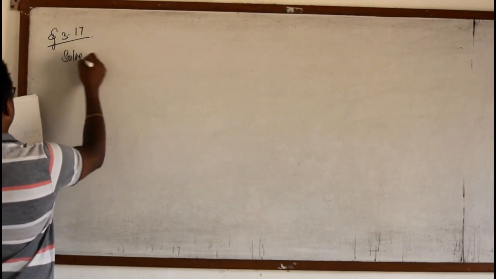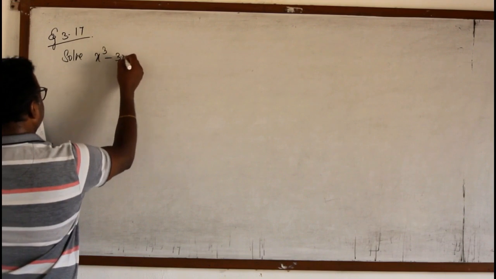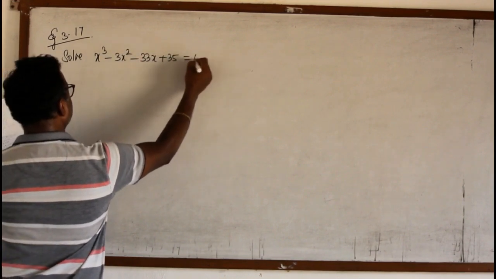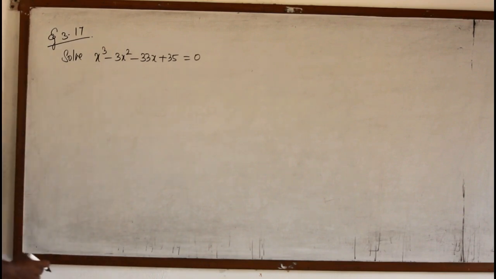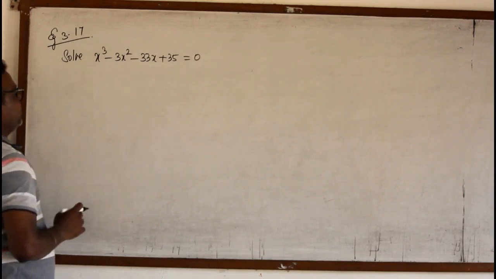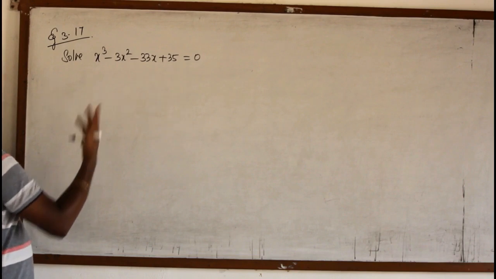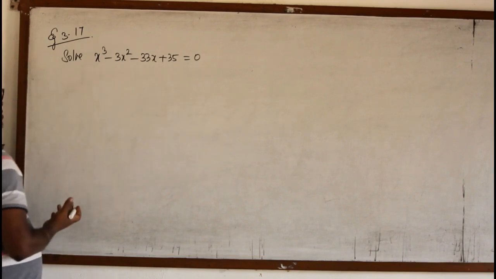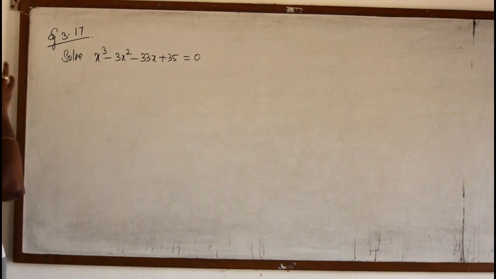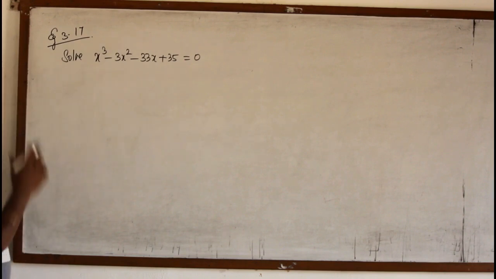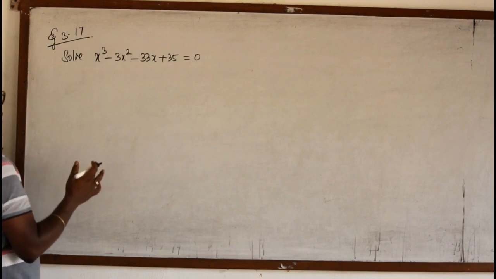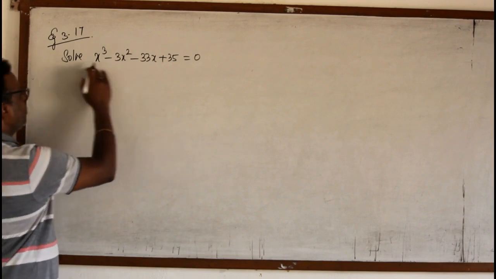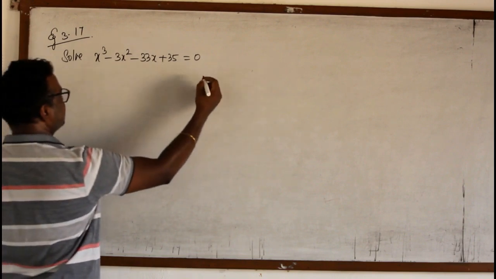Solve x cube minus 3x square minus 33x plus 35 equal to 0. We are given a cubic equation, that means we have to give 3 roots. But no root is given in advance, so we have to find all the 3 roots. We don't have any solving method for a cubic function, so we should go for some other method. Just notice the coefficients here.